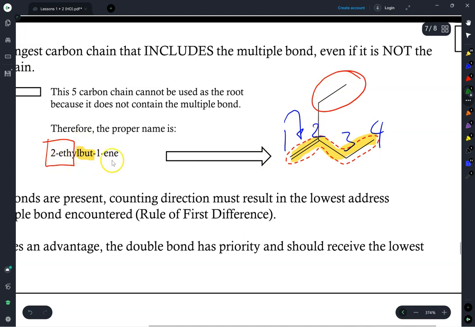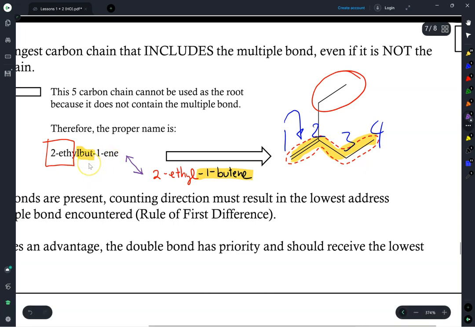So 2-ethylbut-1-ene. Now, be careful, your textbook is kind of simplistic, and it prefers to write this name out in this manner instead, where it'll say 2-ethyl-1-butene, where the 1 tells you the location of the double bond. This is my preferred method because it's a lot more versatile.